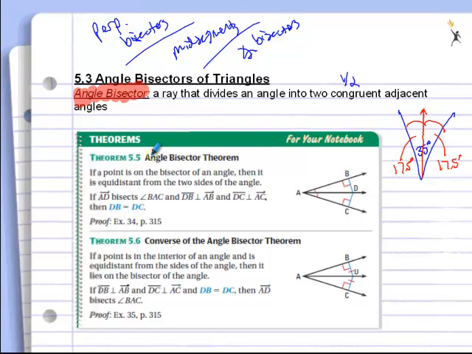The first theorem we come across is the angle bisector theorem. And what it says is that if a point, like point D, is on a bisector, then it is equidistant from the two sides. Meaning that since D is on the angle bisector here, we can see it's on the angle bisector because this angle and this angle are congruent. Then it is equidistant from the two sides, meaning BD and CD are the same length, which is why they wrote it right over here.